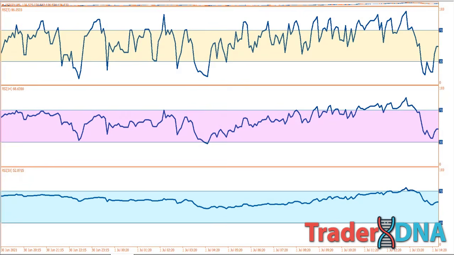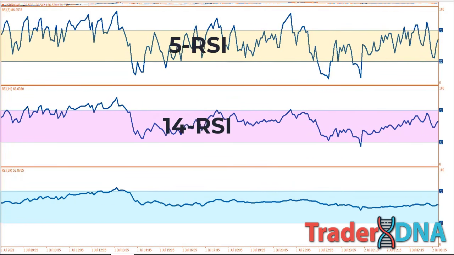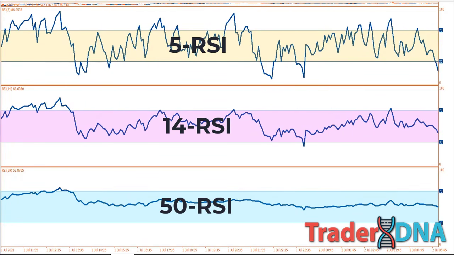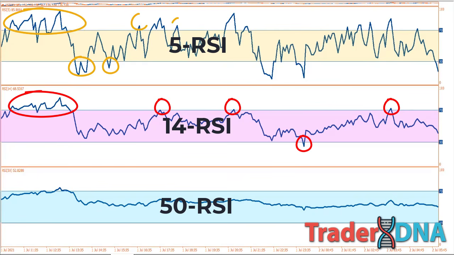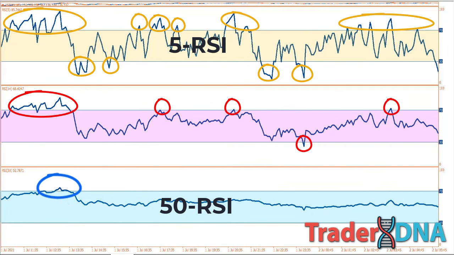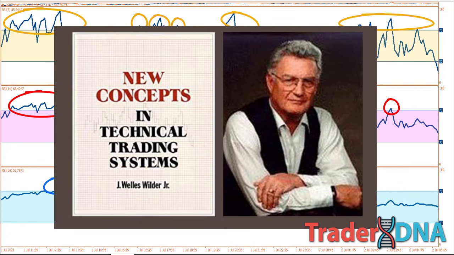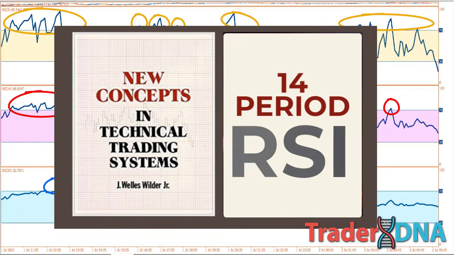Looking at this chart, you can compare a 14-day RSI versus a 5-day RSI and versus a 50-day RSI setting. It can be observed that the 14-period RSI gives several signals, the 5-period RSI is very frequently giving trading signals, and the 50-period RSI gives just one very good trading signal throughout the time period selected. In his book New Concepts in Technical Trading Systems, Wells Wilder only uses trading strategy examples with the 14-period RSI.